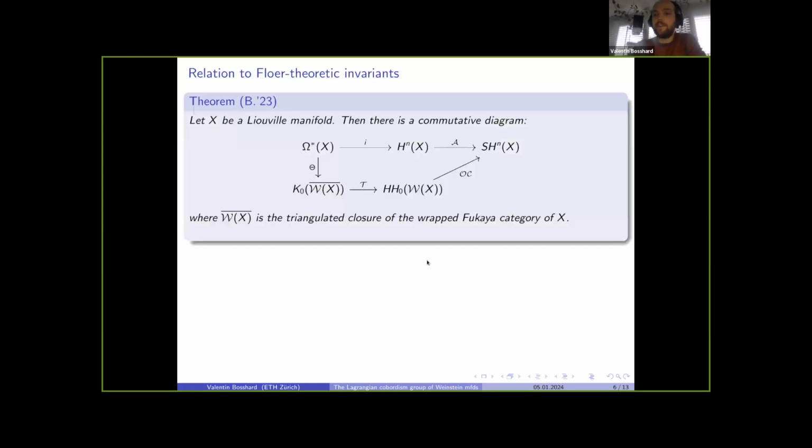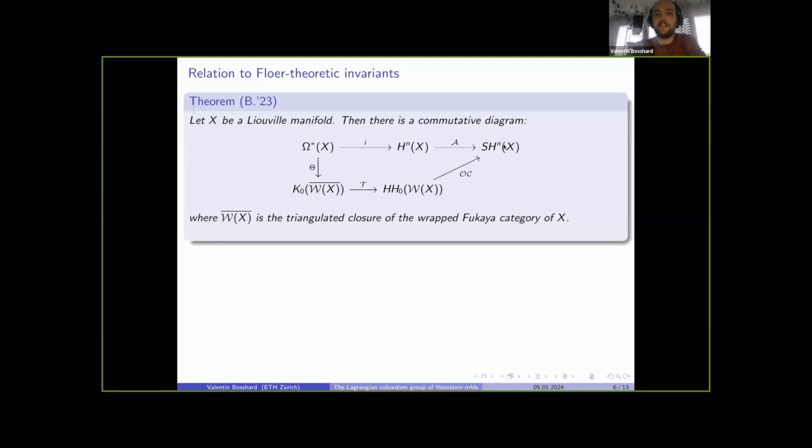Okay, maybe you wonder about the bigger picture, why I want to look at this computation. Actually, this Lagrangian cobordism group went into a bigger picture, and this is the following. This now works for any Liouville manifold, not just Weinstein manifold. These are the two groups that we have already seen before, the Lagrangian cobordism group, and there is always a map to cohomology that associates simply the cohomology or the Poincare dual relative homology class of the Lagrangian submanifold.